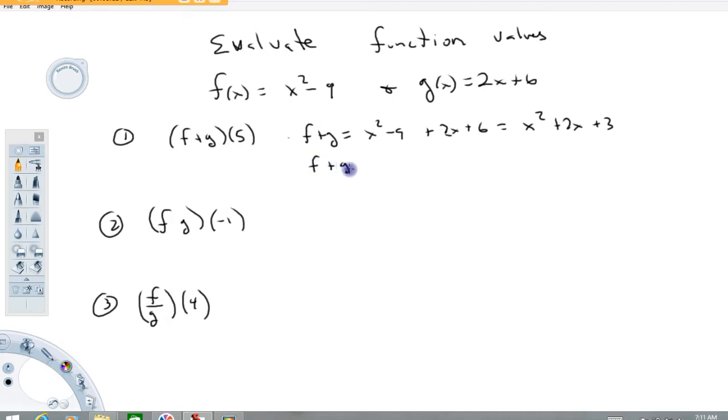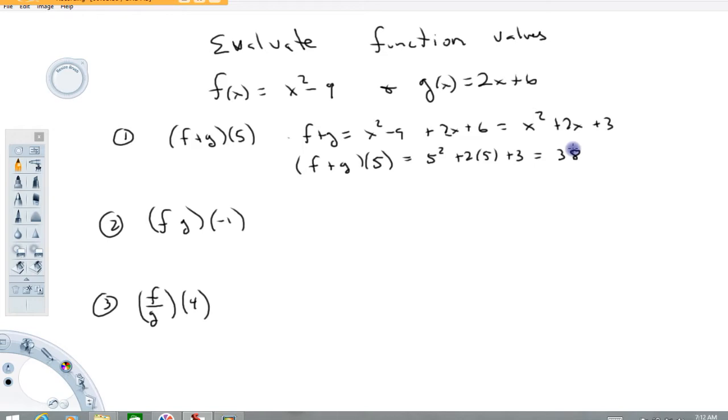Therefore, for f plus g of 5, now what I'm going to do is just put 5 into that function. That's going to be 5 squared plus 2 times 5 plus 3, which is 25 plus 10, 35, plus 3, I believe that's 38. All right.